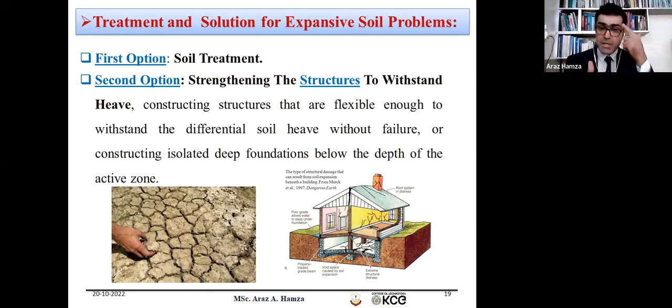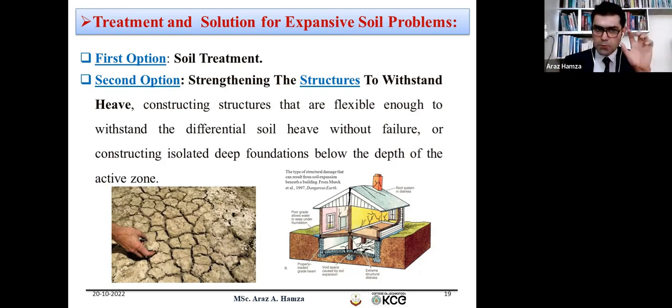The second option is to strengthen the structure or change the design. Make a specific design for our project that can sustain or undergo this volume change variation of the soil. This is costly. We need to think about different types of foundation. We need to strengthen the materials, everything.